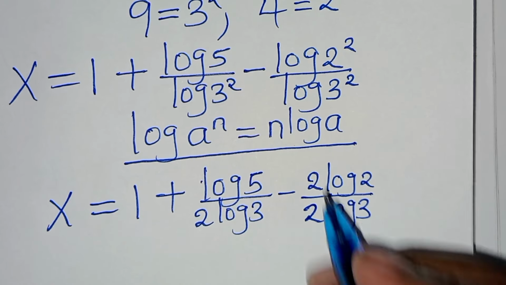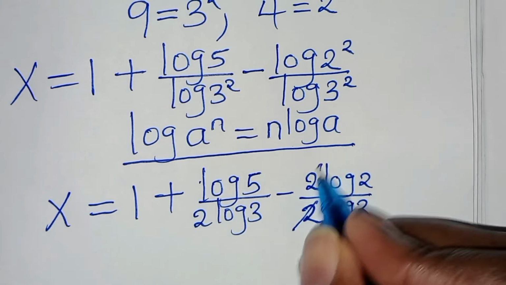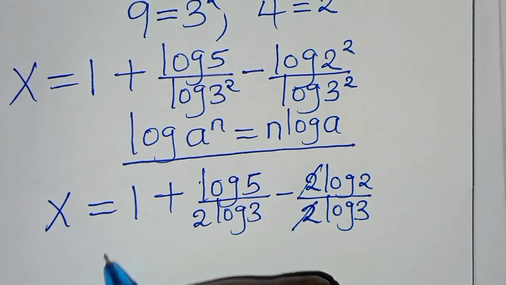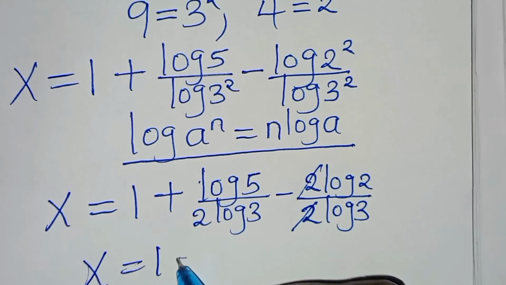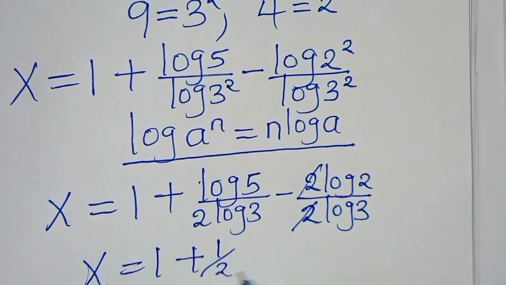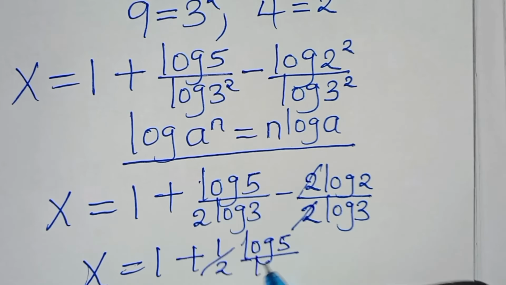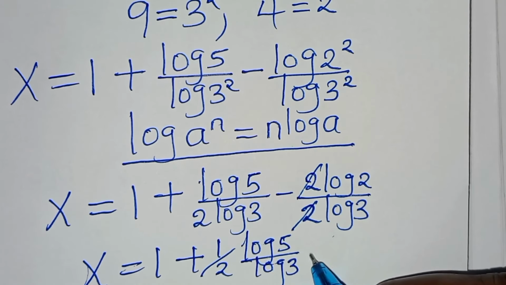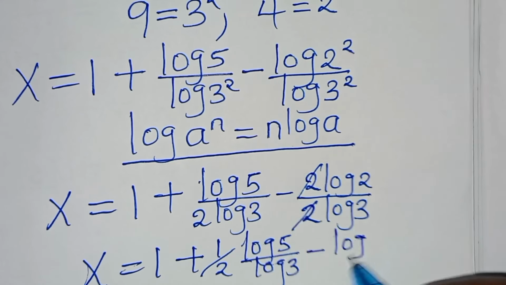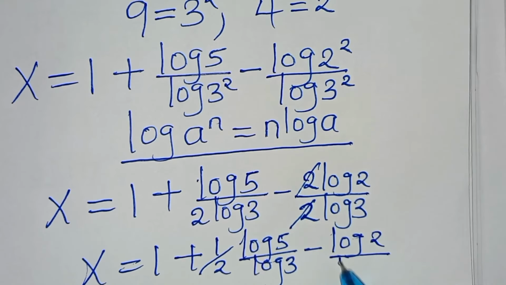So the next step here is to simplify 2 and 2, so that now x is equal to 1 plus a half, this is log 5 divided by log 3, then subtract log 2 divided by log 3.